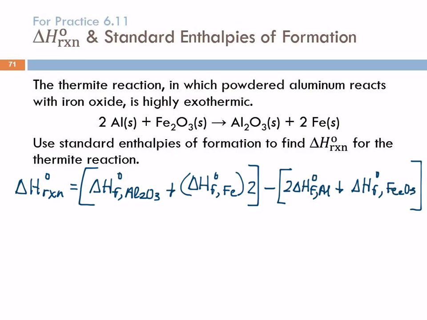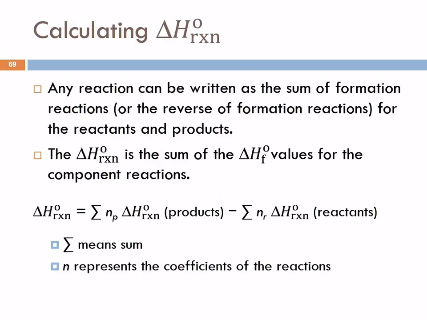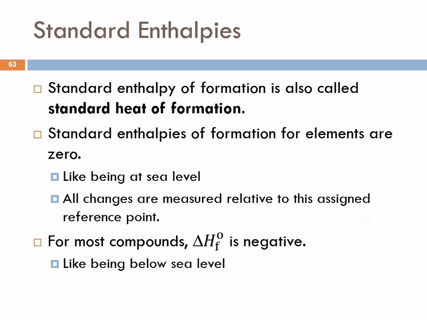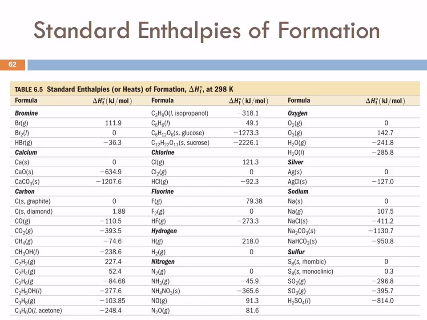Some of these are 0, aren't they? Elements in their standard states are 0. You should always look it up in the table to confirm, but Fe here, Fe solid, that's the standard state. So that's 0. And aluminum solid is the standard state, so that's 0. So we actually have just 2 numbers we need to look up. The question is, are they in the table? I kind of think they're not. Nope.